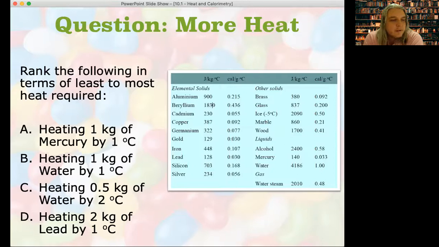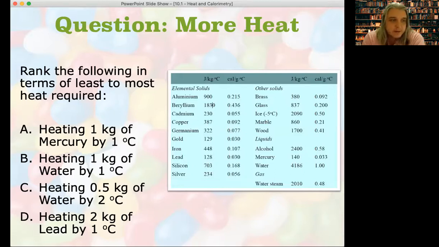For B and C, I'm going to leave them for a second and go straight to D. Heating 2 kilograms of lead by 1 degree C. If 1 kilogram of lead needs 128 joules, then we're going to need double that to heat 2 kilograms. So it's going to be double 128, which we know is going to be more than 140. Without even doing the calculation, we know that D is going to need more heat than A.